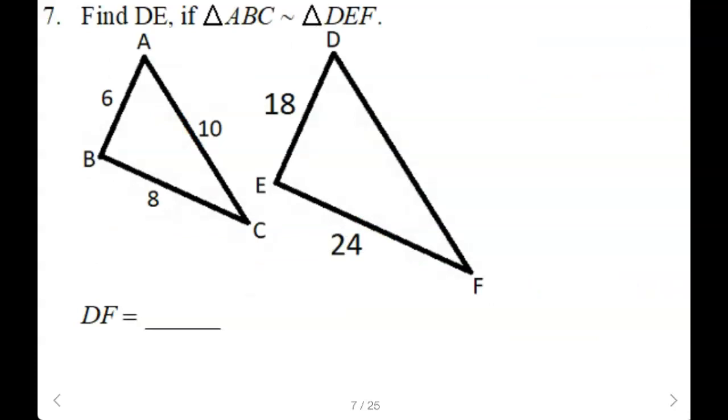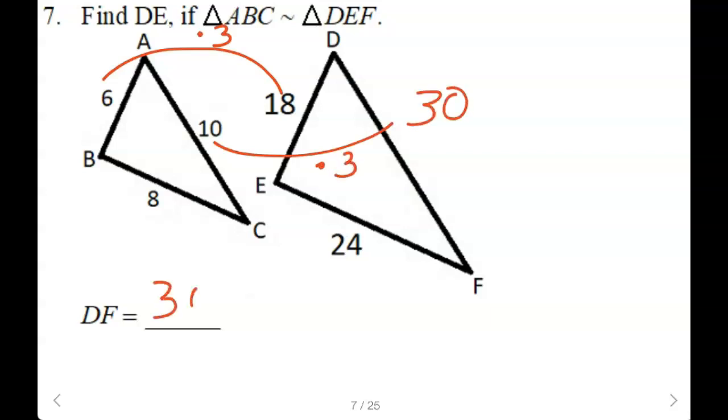Here we have similar triangles. As we go from the one on the left to the one on the right, we're multiplying by 3. And so we can do that one more time. For this one, multiply by 3, we get 30. So that's one way to solve it.